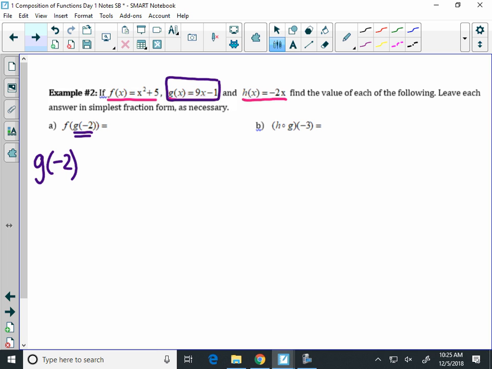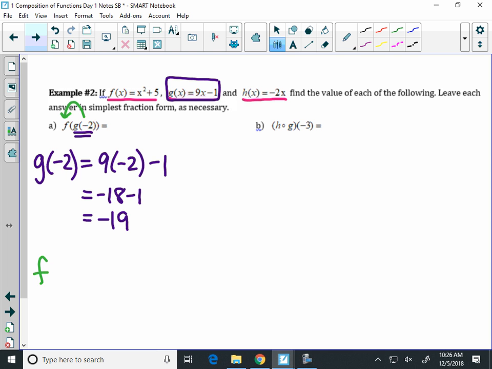So I'm going to put negative 2 in for x into that function. All right, 9 times negative 2 is negative 18, minus 1 is negative 19. That's g of negative 2. Now what you have to do with that is take that answer and put it into the function on the left.